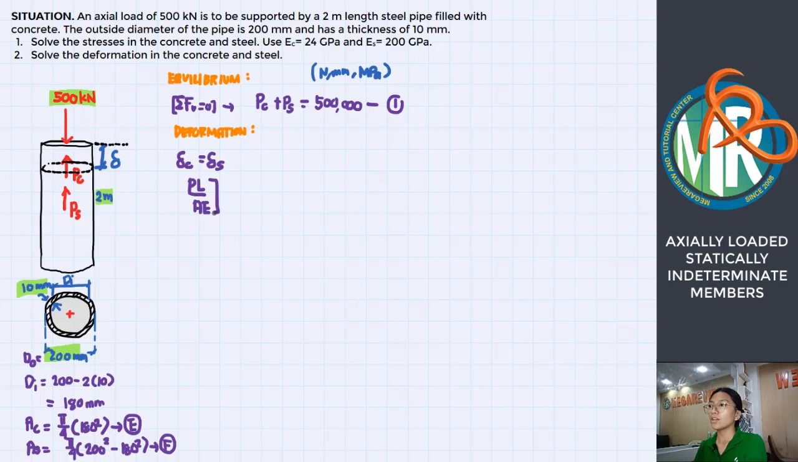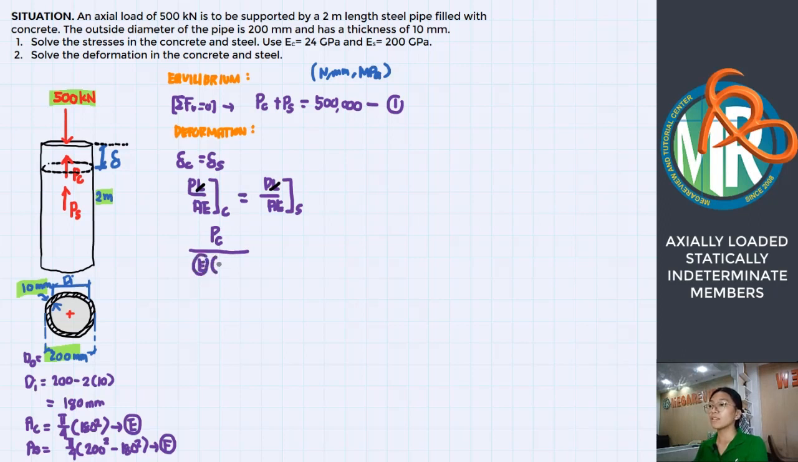So, this is for the concrete. This equals the PL over AE of the steel pipe. So, here, you can cancel out the length of the steel pipe and the length of the concrete, kasi nga, equal lang naman yung dalawa. So, this will become the axial force of the concrete. Nag-cancel man yung L, so si PC na lang yung nasa numerator. Area of the concrete na store kay E.